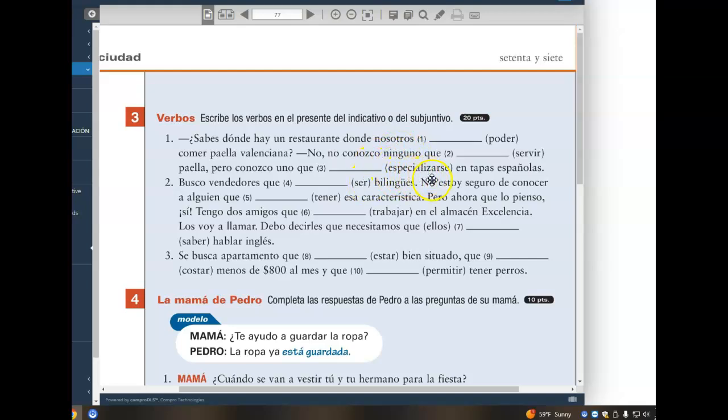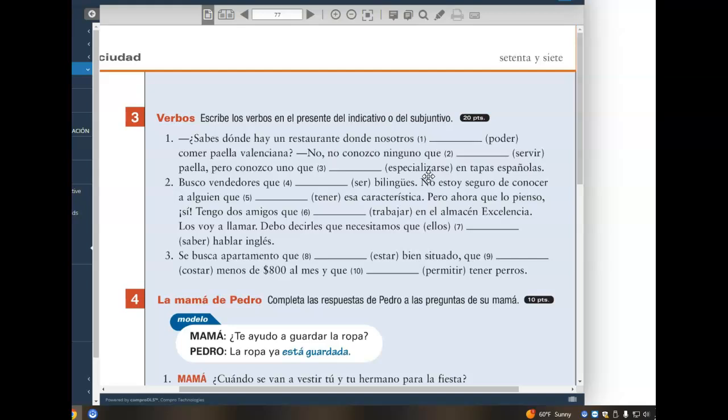Se especializa, obviously to specialize, in tapas españolas. Tapas is a kind of like appetizers, very common type of meal in Spain, to have little like finger foods. Present indicative because there is certainty, knowing of one. And then since we're still talking about restaurant, that's why this is conjugated reflexively in the third person singular. Again, number 3, se especializa.